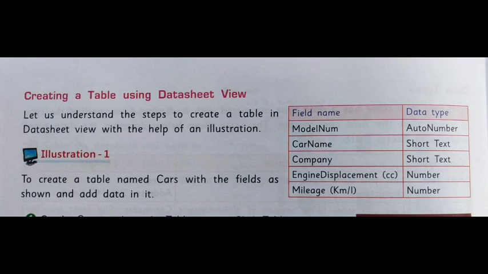Creating a table using datasheet view. Let us understand the steps to create a table in datasheet view with the help of an illustration. Illustration 1. To create a table named Cars with the fields as shown and add data in it. So you can see there are field names and data types: model name, car name, company, engine displacement, mileage, AutoNumber, Short Text, Number. So this is how we will be creating a datasheet for a car.